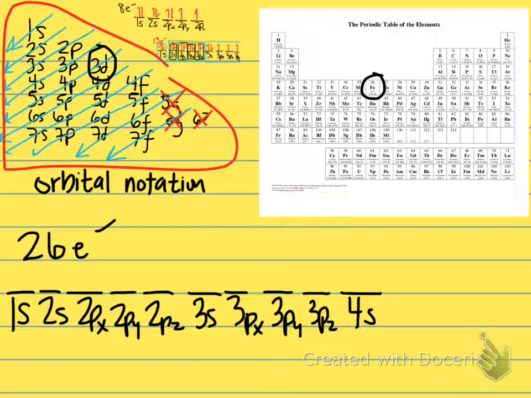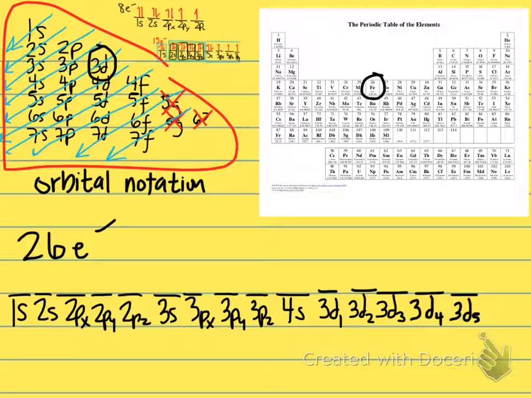Now, how many d orbitals are there? 5. There are 5 d orbitals. Any place there are d orbitals, there are 5 of them. So, we usually just write 3d1, 3d2, 3d3. I'm going to run out of room. Okay, a little bit messy, but it'll work. Do you have an arrangement of orbitals that looks like that?